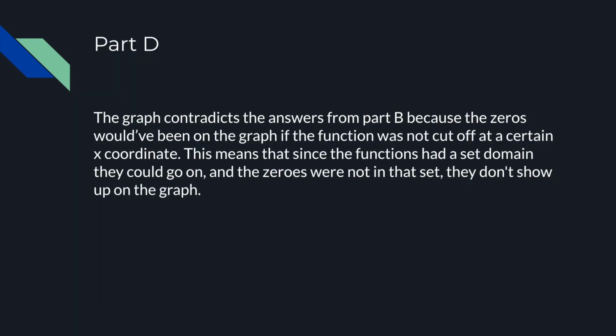Part D asks why our graph contradicts our answers from Part B. Well, the graph contradicts the answers from Part B because the zeros would have been on the graph if the function was not cut off at a certain x-coordinate. This means that since the functions had a set domain, they could go on, and the zeros were not in that set. They don't show up on the graph.